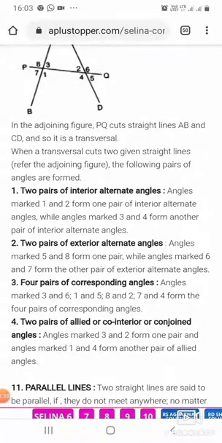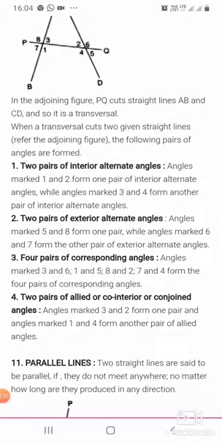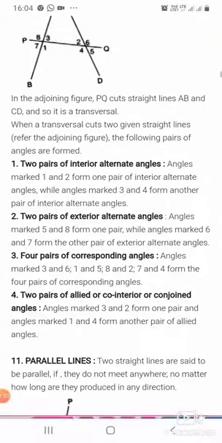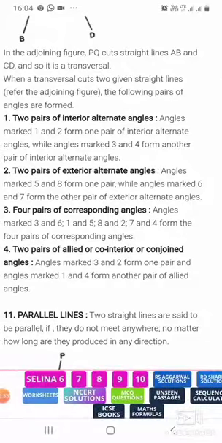Now let us just revise. There are 4 interior angles and 4 exterior angles. Within alternate angles, there are 2 pairs of interior alternate angles, 2 pairs of exterior alternate angles, and 4 pairs of corresponding angles.